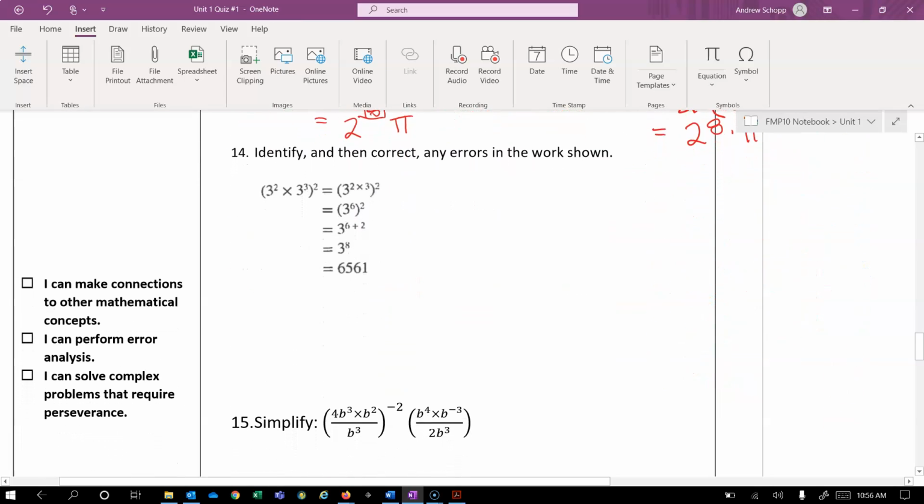14, identify and then correct any errors in the work shown. So the original question is 3 to the power of 2 times 3 to the power of 3, all raised to the power of 2. In the question, you can see that they've simplified inside the brackets first, and they wrote 3 to the power of 2 times 3. But when we're multiplying bases, we would add the exponents of the two powers inside the brackets. So this should say 3 to the power of 2 plus 3, squared. Then when they simplify that, they would get 3 to the power of 5 all squared.